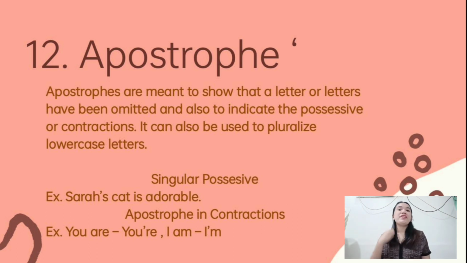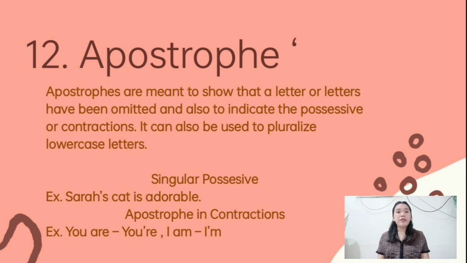Then the next one is the apostrophe in contraction. The apostrophe in contraction is when two words become one. Let's say, for example, you are, then you can use it by you're. Then the next one is I am, then I'm. So to make it short, we can use apostrophe in contraction to make one word.